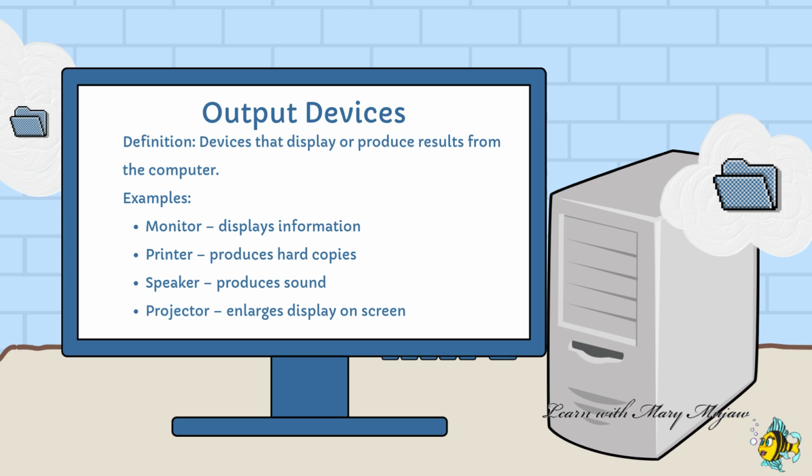On to the next category, output devices. These are devices that display or produce results from the computer. Examples we have monitor, printer, speaker, projector. Monitor for displaying information, printer for producing hard copies, speaker for sound, like what you're using to listen to this particular lesson, and projector for enlarging display on screen.